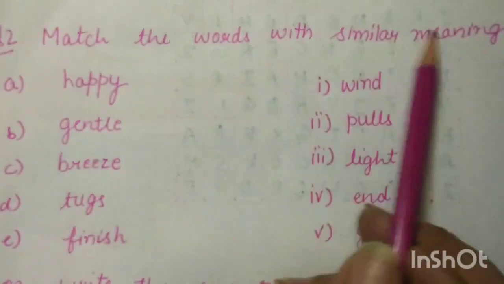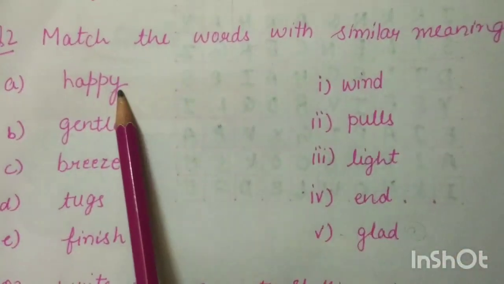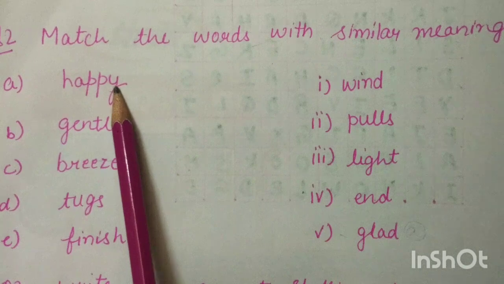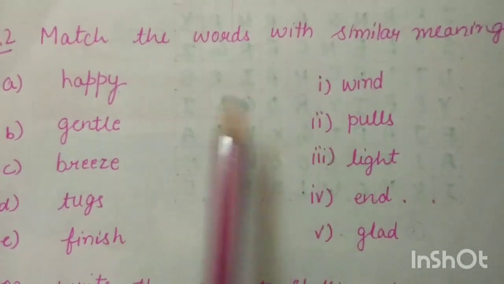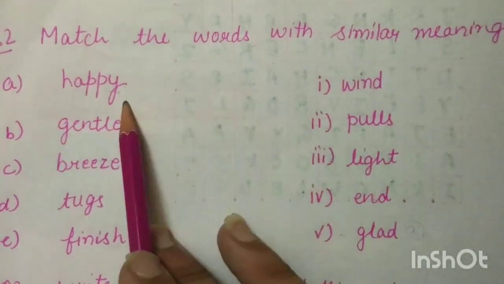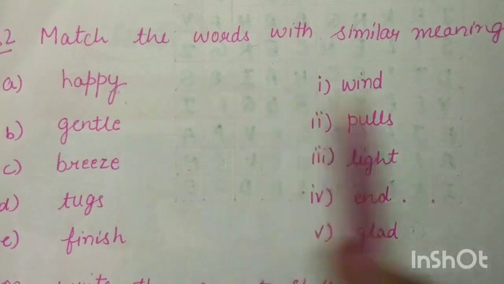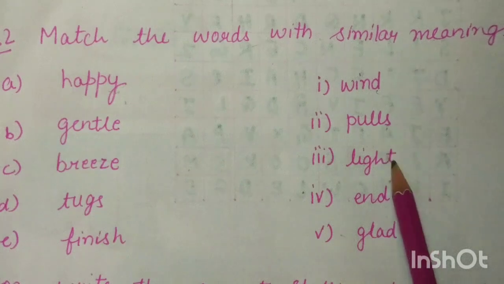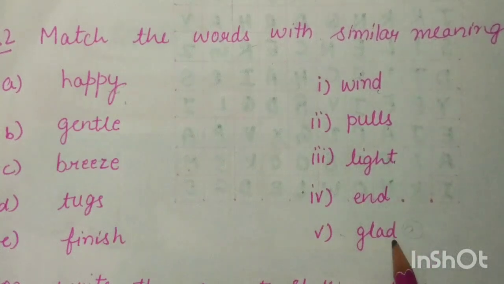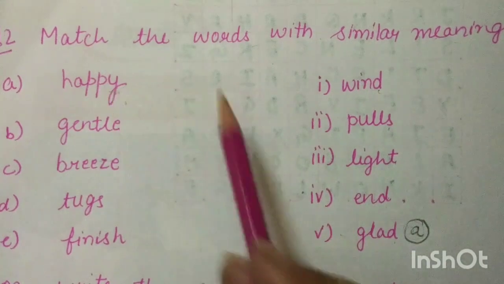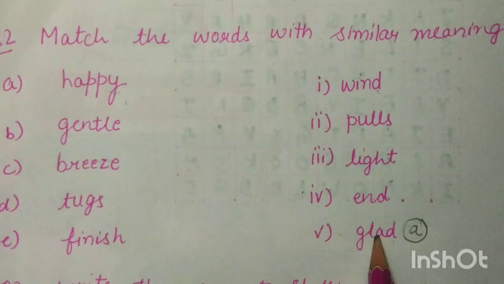Match the words with similar meaning. Here, happy is given. What we have to do in this question is match the other word which has the same meaning as happy. Different name but same meaning. So for happy, we can find wind. Wind is not a name for happy. Pulse, light and glad. Yes, glad is another name for happy. When we say we are happy, we can also say we are glad.